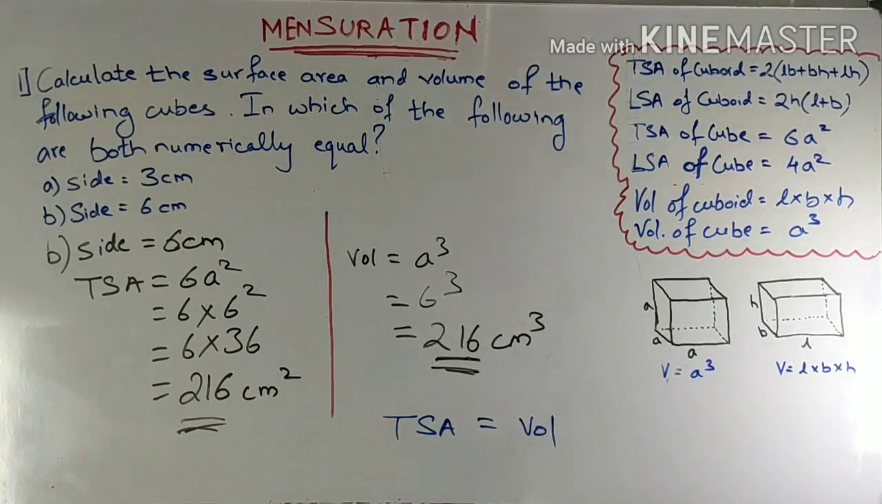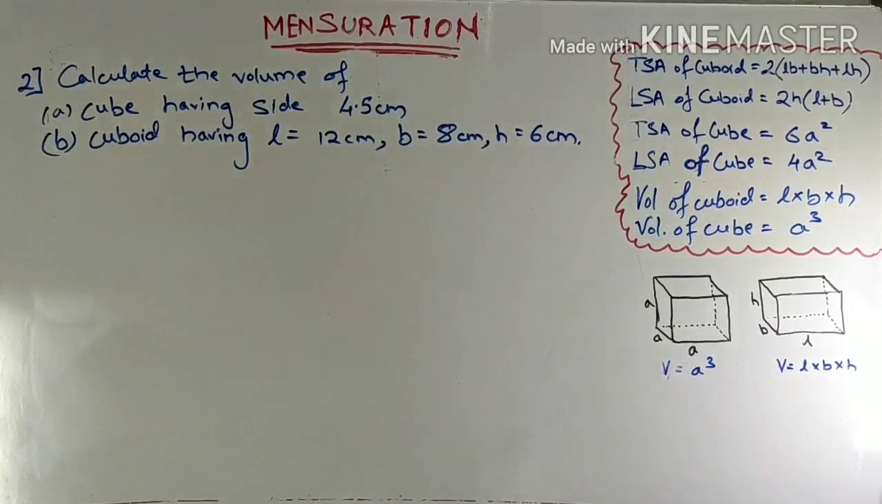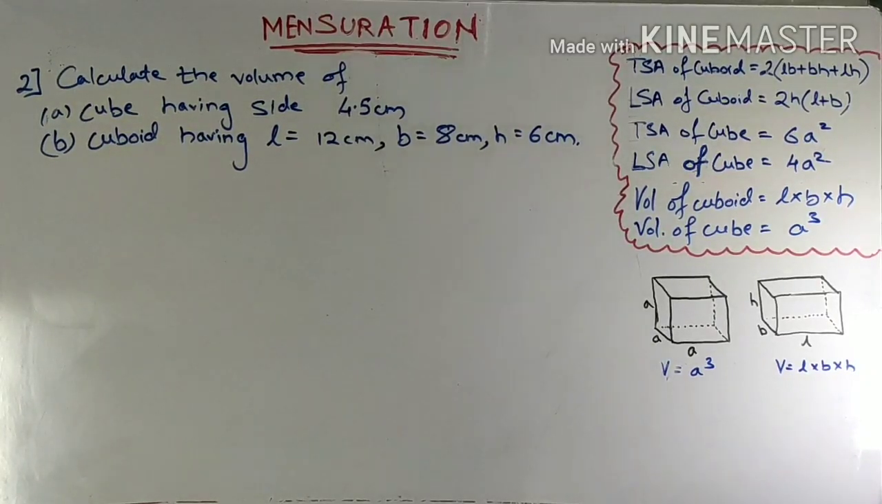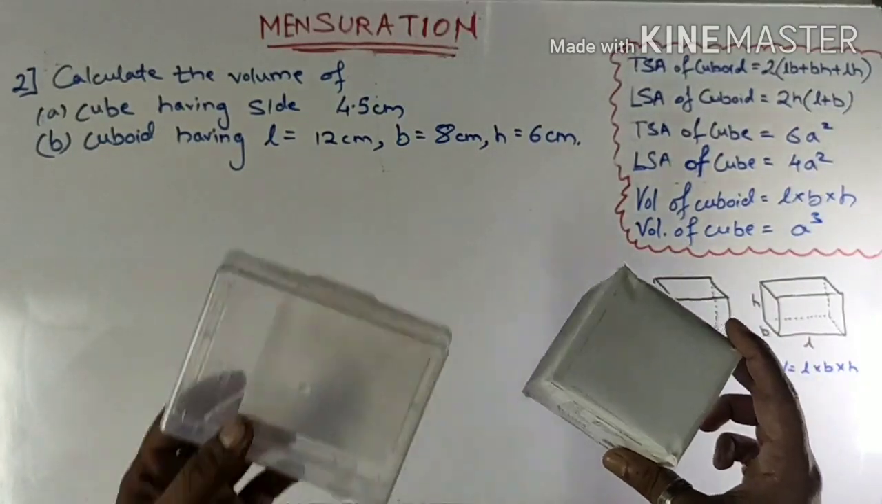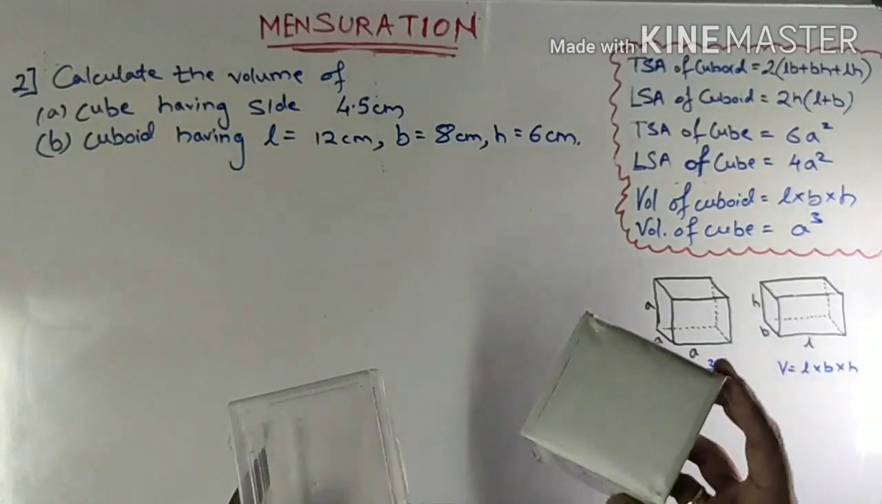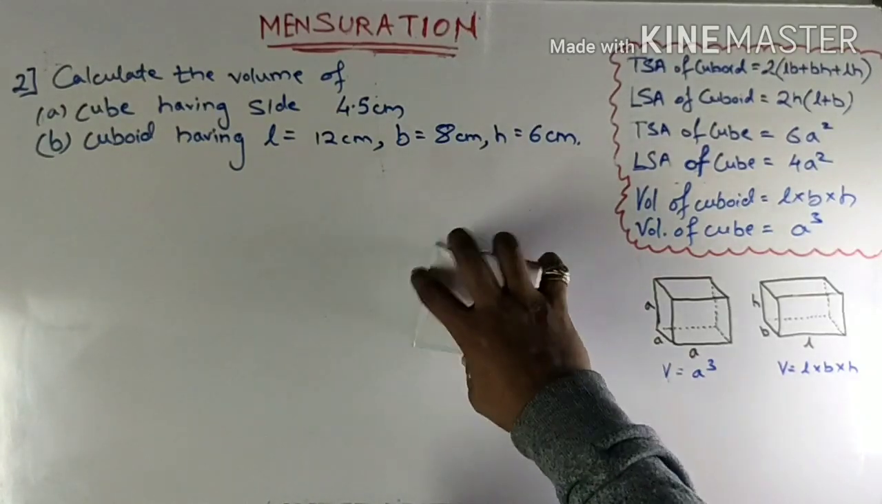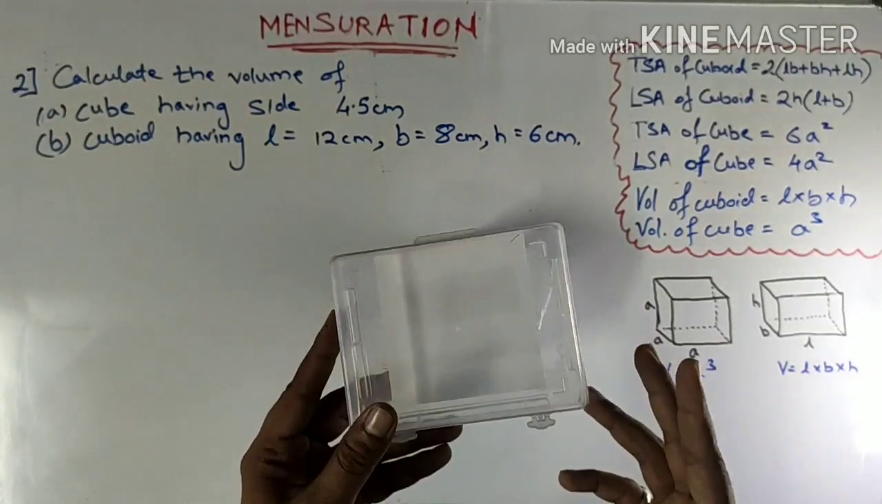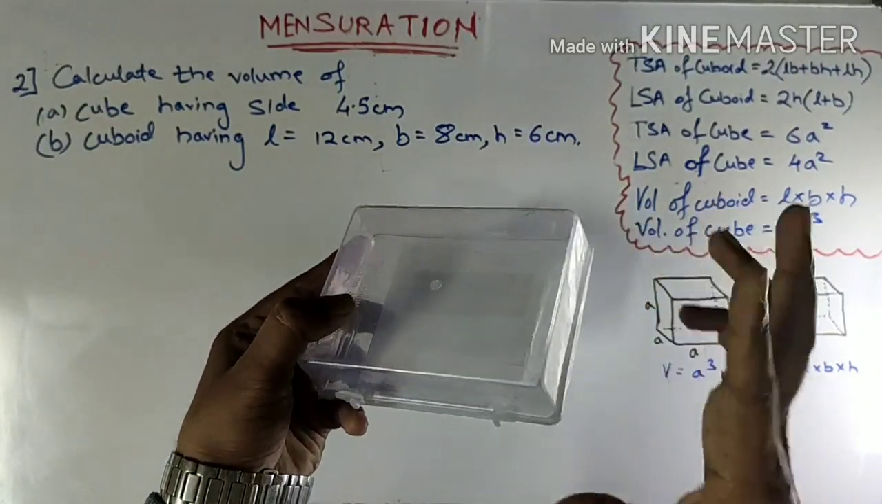I hope this is clear to all of you. Moving on to the next question. Calculate the volume of, the first part of the question is a cube and the second part is a cuboid. Cube having side 4.5 centimeters and cuboid having length 12 centimeters, breadth 8 centimeters and height 6 centimeters. So in the first part we will solve the cube problem and in the second part the cuboid problem. In the first part we are supposed to find the volume, or the space occupied, by this three-dimensional object. In the second part, the length is 12 centimeters, the breadth is 8 centimeters and the height is 6 centimeters.